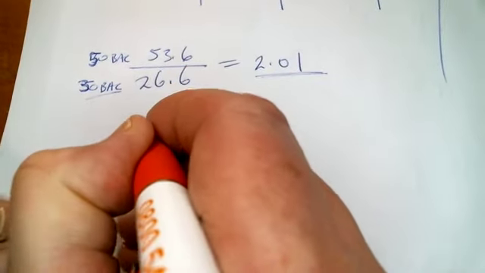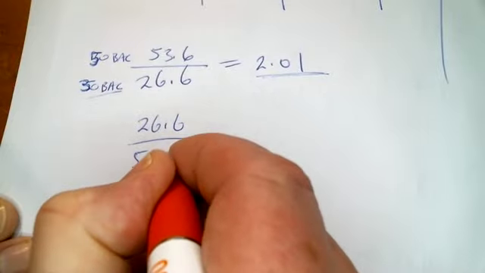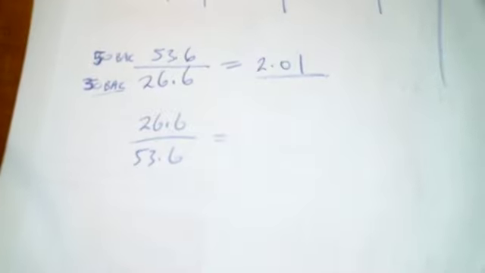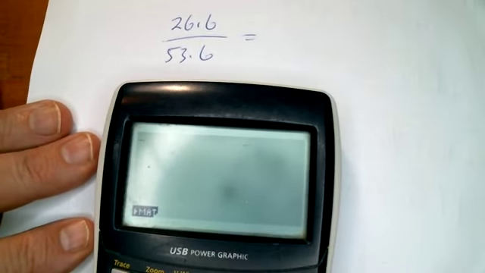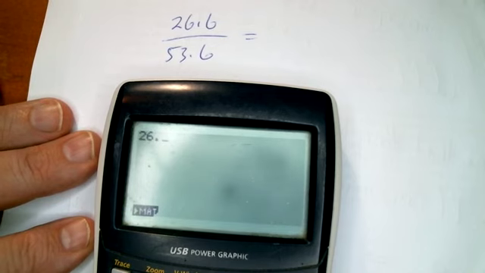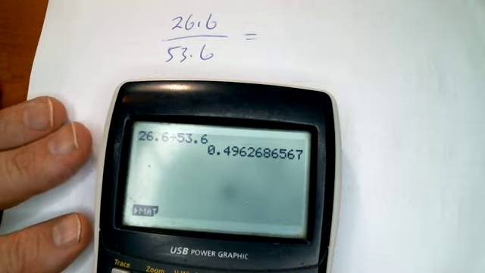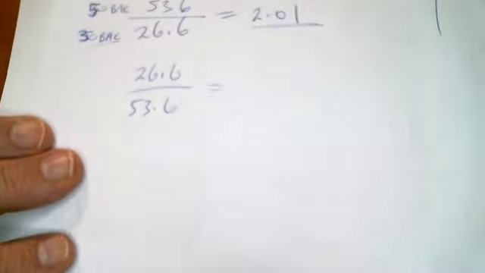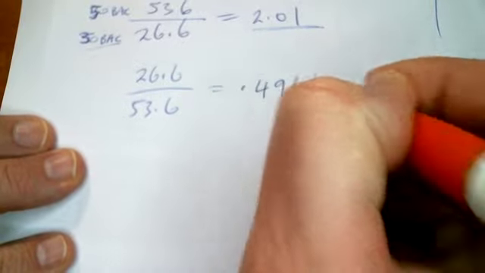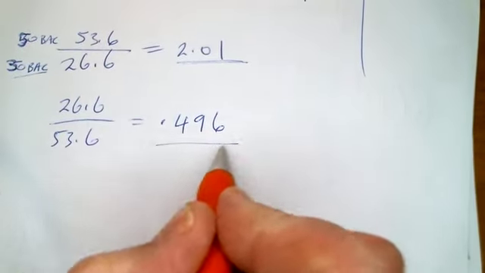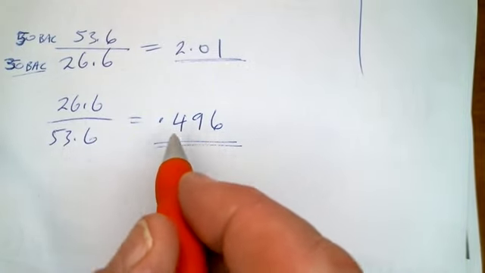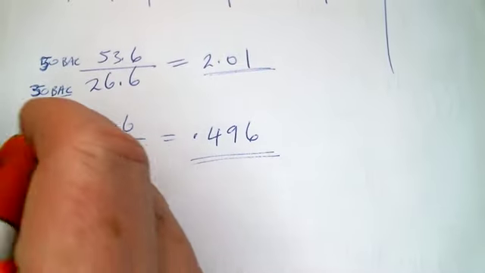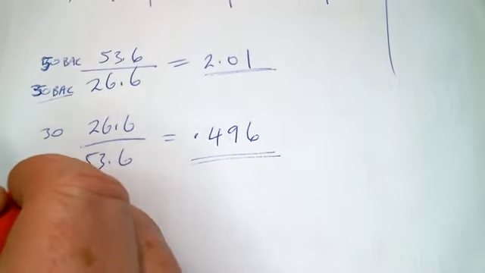You could say it's 26.6 over 53.6, and that's going to equal roughly a half. In fact, let's calculate that so I can say it definitively. What would that be? So you've got 26.6 divided by 53.6, and it doesn't matter which way around you state it. Right, so 0.496. So we can now state that the actual relative risk is going to be half if you have a blood alcohol content of 30 compared to 50.